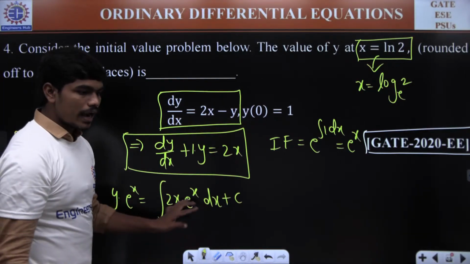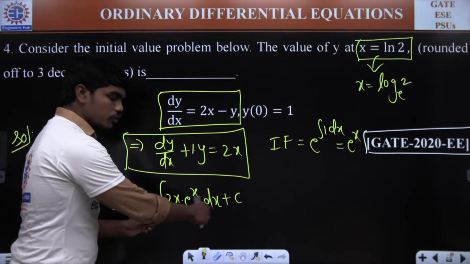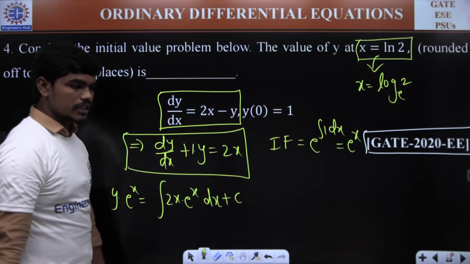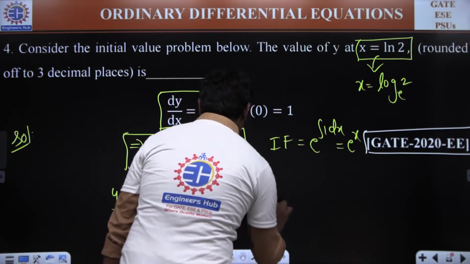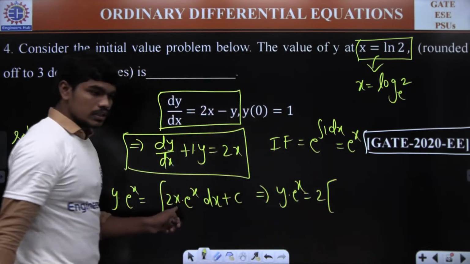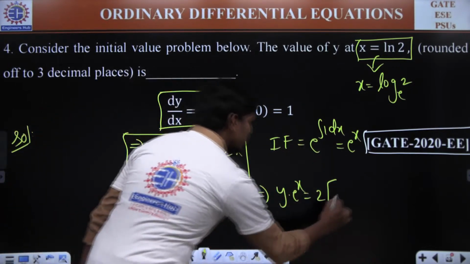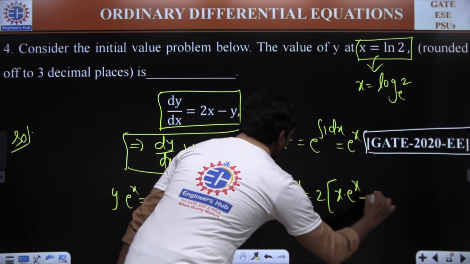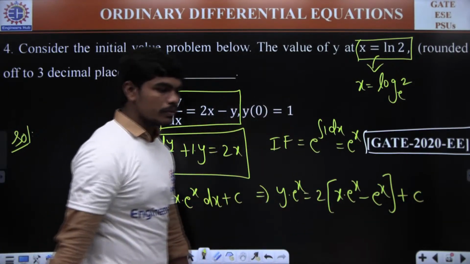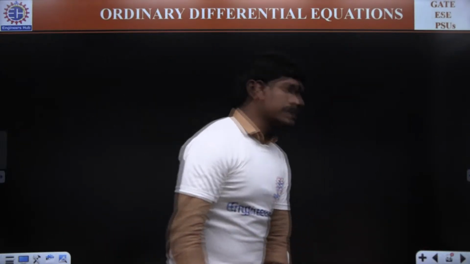Do you remember this? I told you one simple way to integrate the product of two functions whenever the first function is algebraic and the second function is exponential. Correct? So let us try to do that. Y into e power x is equal to 2, which is a constant, so I am taking 2 out. So the integration of x into e power x is x into e power x minus e power x plus constant. This is what you have. Do you remember this? Okay, many people are getting different answers.